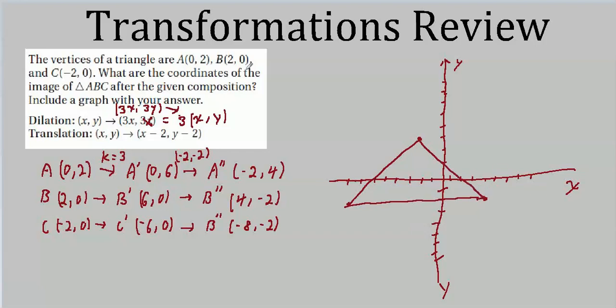If we were to graph our original figure, maybe I should use a different color. That would be 0, 2. Pardon me. 0, 2 is this one up here. This is 2, 0 over here, and minus 2, 0.